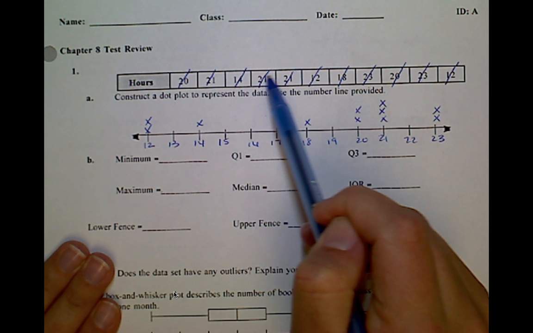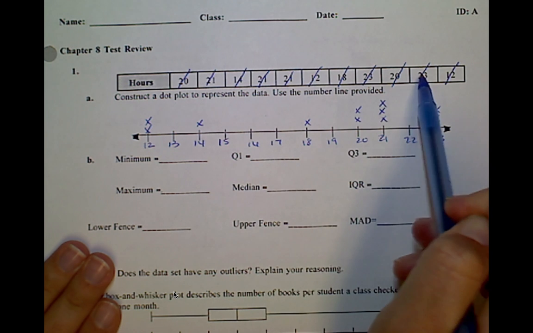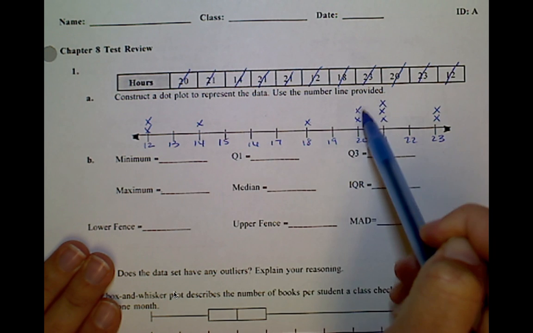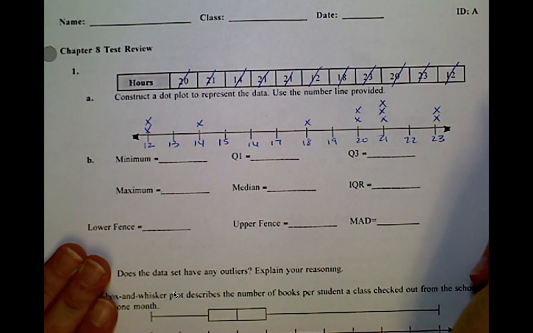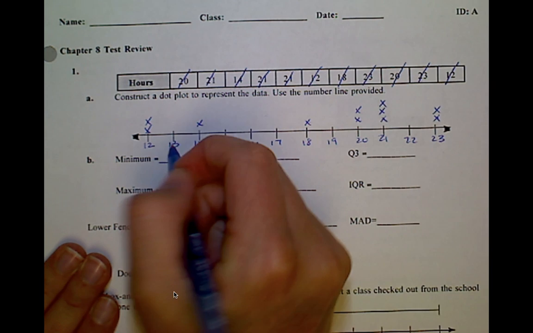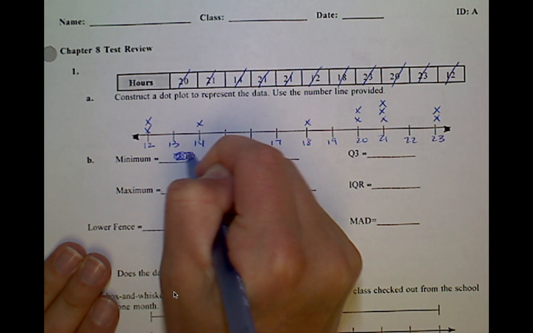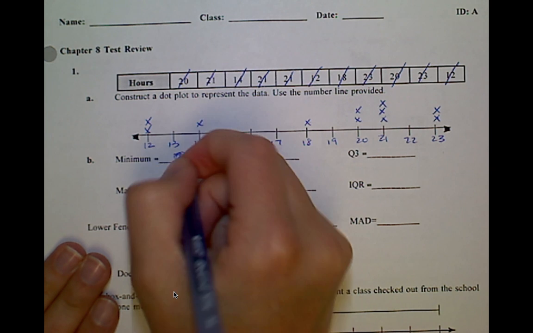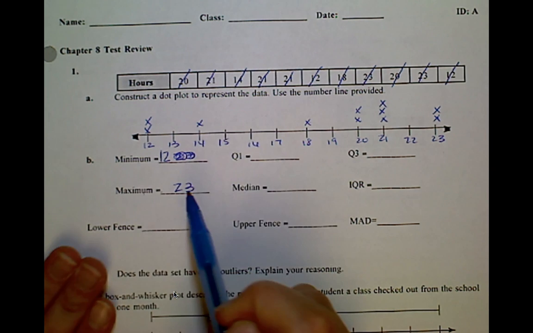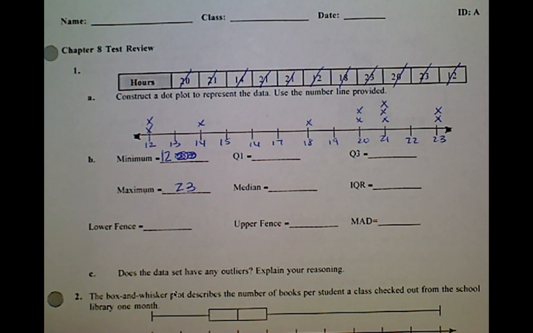1, 2, 3, 4, 5, 6, 7, 8, 9, 10, 11. So I'm good there. My maximum's clear, it's 23. And my minimum's clear, it's 12. Smallest point, biggest point. Now the rest of it, I'm probably just going to type in my calculator in order to figure it out.